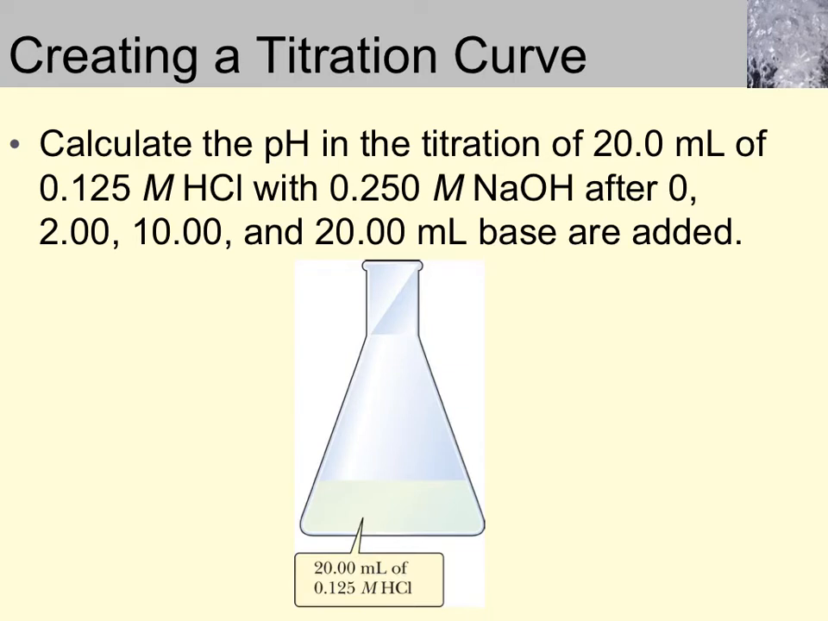All right, let's do an example. Creating a titration curve, as I said, requires that you do several pH readings throughout a titration. And so in this case, it's asking you to calculate the pH when it says after 0 amounts of the titrant has been added, that just means before the titration begins, obviously. And then at several points during the titration, after you've added 2 milliliters, 10 milliliters, 20 milliliters of base.